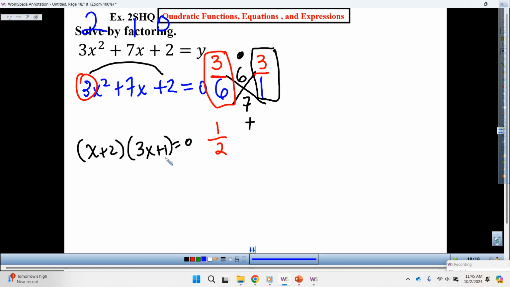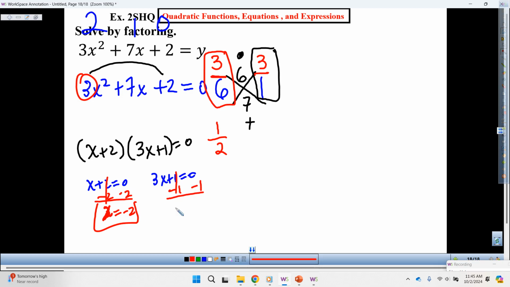Individually equal to 0: x plus 2 equal to 0, 3x plus 1 equal to 0, and solve. Minus 2, minus 2, x equals negative 2. Minus 1, minus 1, 3x equals negative 1, divide by 3, x equals negative 1/3. Hands, have you got that? All right.